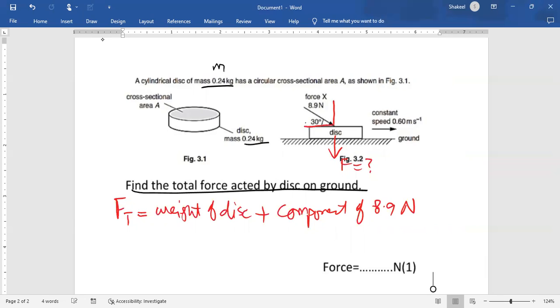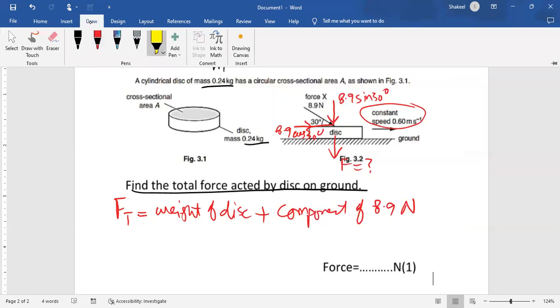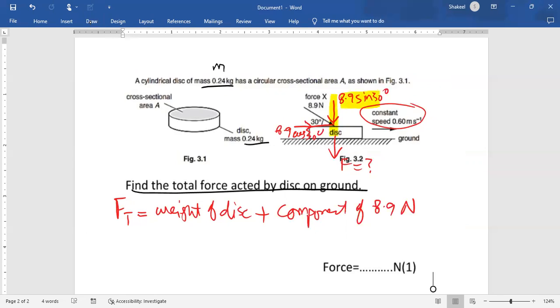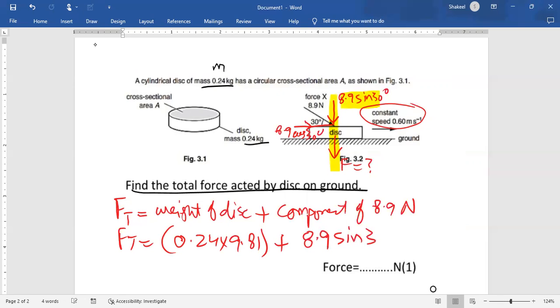When you resolve this 8.9, the first component, adjacent to the angle, is 8.9 cos 30. That is acting in the forward direction. And the other component that acts downward is 8.9 sine 30. So this is the main thing. This 8.9 sine 30 is acting vertically downward, and the weight also acts vertically downward. As both of them are acting in the same direction, you simply add them. For weight, it is 0.24 into 9.81. And for the vertical component of the force, it is 8.9 sine 30.